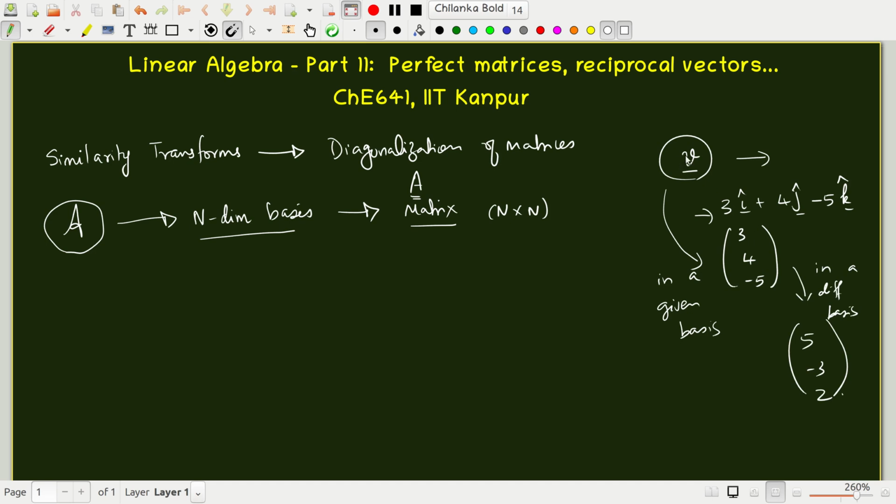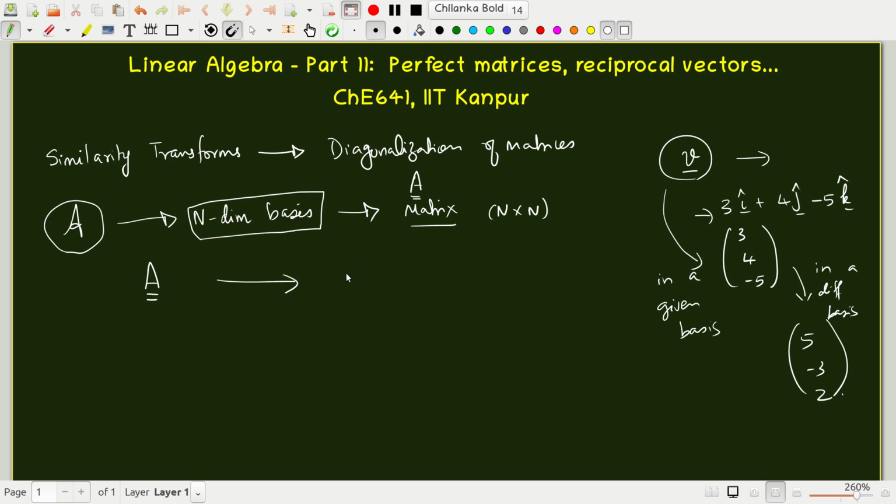So we cannot say a vector V is just an array of numbers. It is much more than that. In the same way, a linear operator A is also not just the matrix, but the linear operator takes the form of a matrix in a given n-dimensional basis. This is something that I have explained a few times. Now, this operator, when you represent it in a given basis, takes the form of a matrix A.